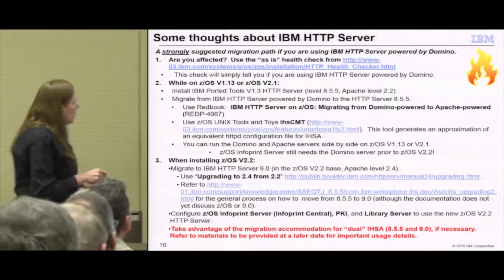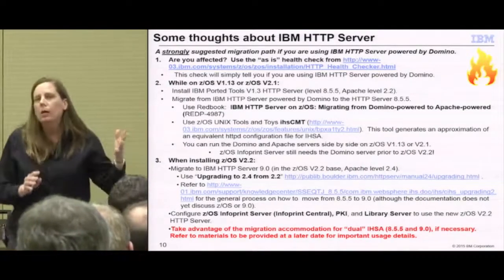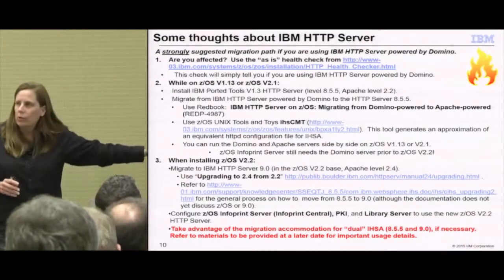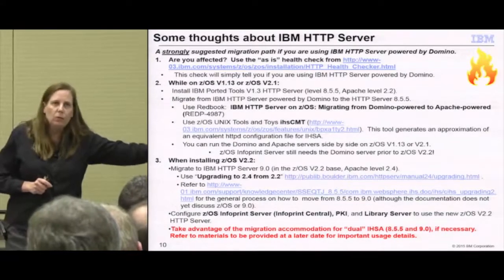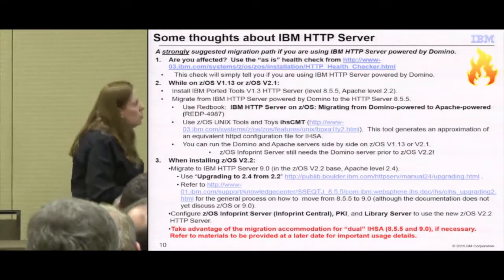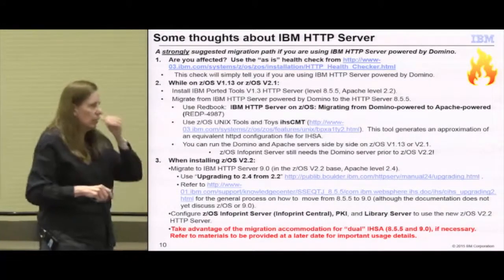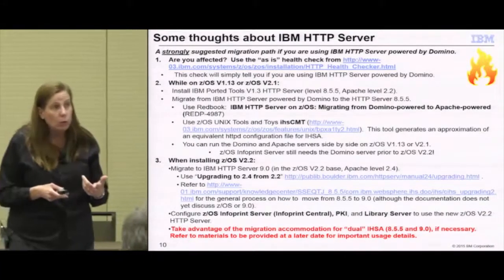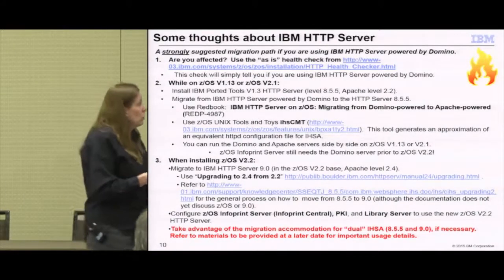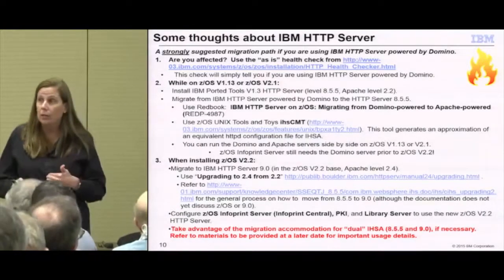Okay, so now let's say you've got that all done. You've got all of your Domino applications moved over to Apache, everything's fine. The only reason why you have Domino around anymore, maybe it could be because you're using InfoPrint Central, that's okay. Then what you do is you move to z/OS 2.2. Now what happens on 2.2 is we're going to give you that new Apache level 9.0, right? And that's even higher than what you had in ported tools. So what you do in 2.2 is you do the migration work to move from 8.5.5 to 9.0.